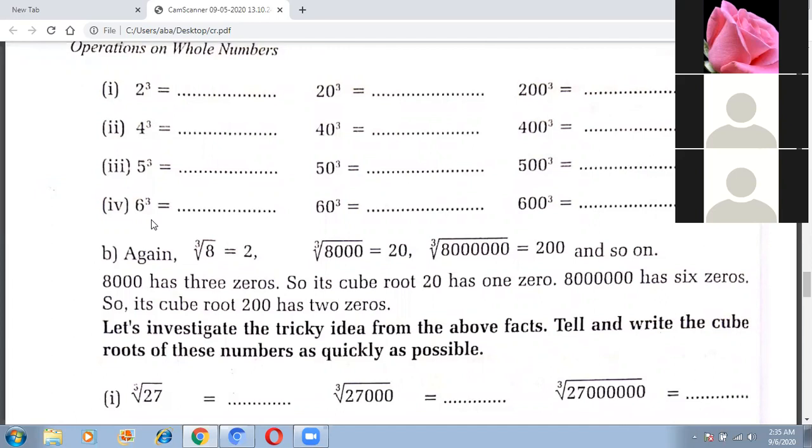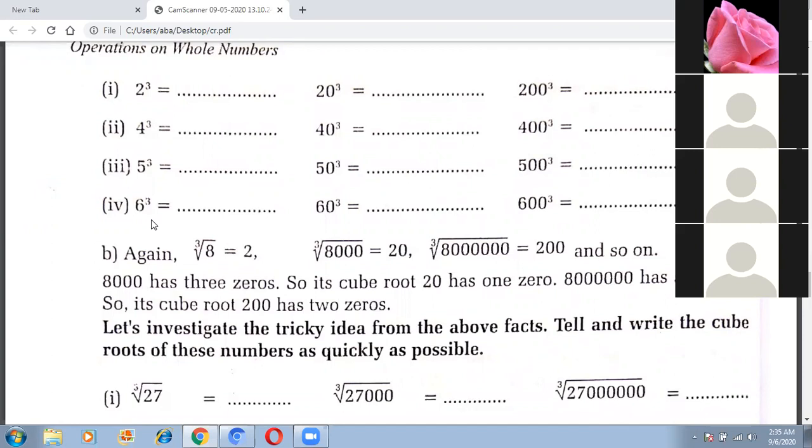Now, what is the cube of 600? 6 into 6 into 6, 216. Now in 600, how many zeros? 2 zeros. So, if 2 zeros, this cube has how many zeros? 6 zeros. At last you write 6 zeros. Do you understand now? Apply this technique while doing this type of questions, when you have to find the cube of a number. You use that technique, okay?